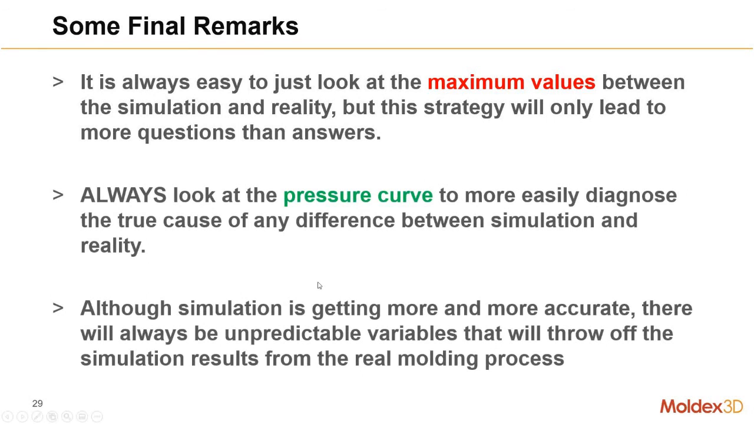And then, although the simulation's getting more accurate, there's always going to be some unpredictable variables that will throw off the simulation from the real process. As we just looked at, the environmental variables are something that we can't necessarily handle in the simulation. So if worse comes to worse, we don't really like to blame unpredictable variables, but sometimes, unfortunately, those variables do end up playing more of a role than what we would expect.